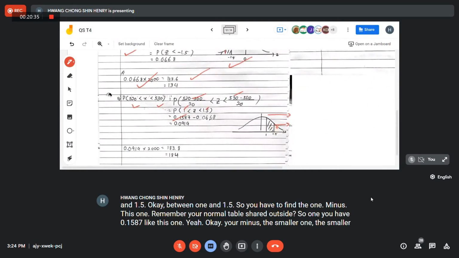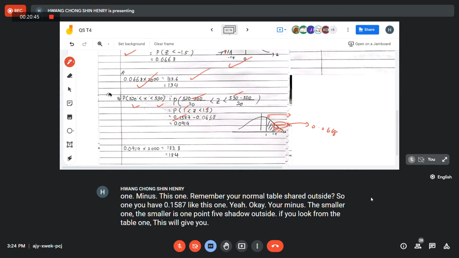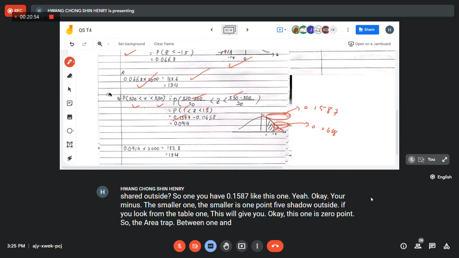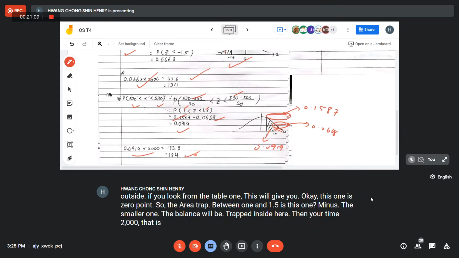The smaller is 1.5 shaded outside. If you look from the table 1, this will give you, okay, this one is 0. So the area trapped between 1 and 1.5 is this one minus the smaller one. The balance will be trapped inside here. Then you times 2000, that is your number.